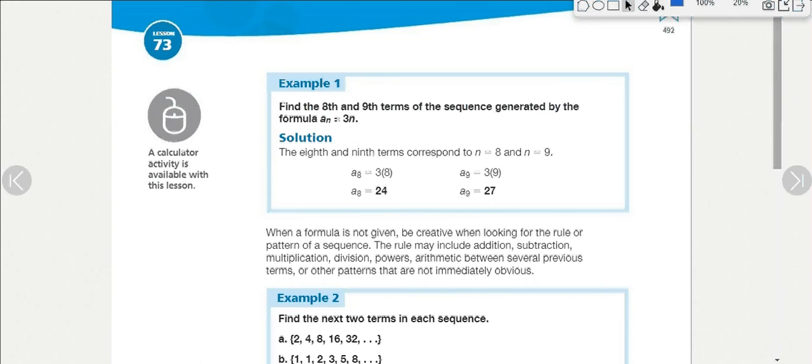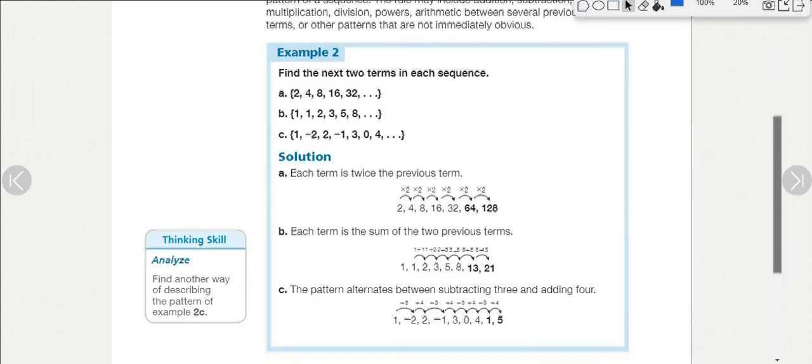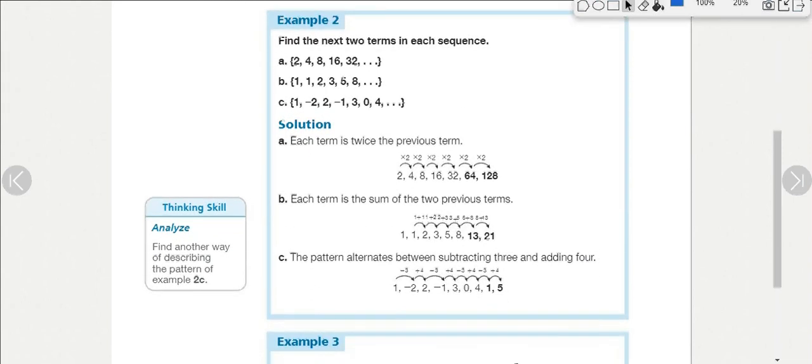Sometimes patterns are not super simple. In example 2, they just say find the next two terms. We're not using formulas here. But in letter A, we're going to have to figure out what the pattern is, right? And it's pretty simple. It's just always multiply by 2. That position by 2. So 2 times 2 is 4, 8. 32 times 2 is 64. Then you take 64 times 2 and it's 128. Just keep multiplying by 2.